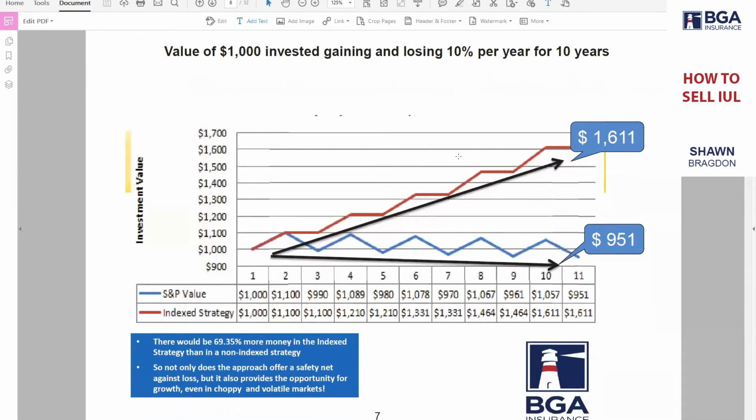This is a nice chart. If you invested $1,000 in a hypothetical investment that went up 10%, down 10% every year for 10 years in a traditional equity investment, you lose money. But if you have that floor like you do with an index UL, you make money.